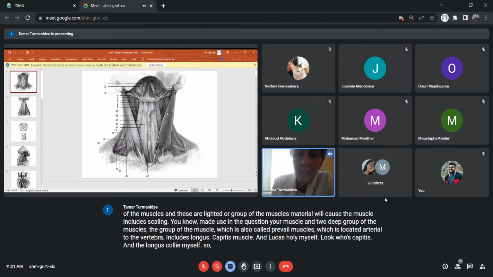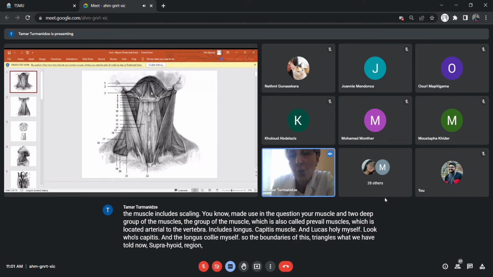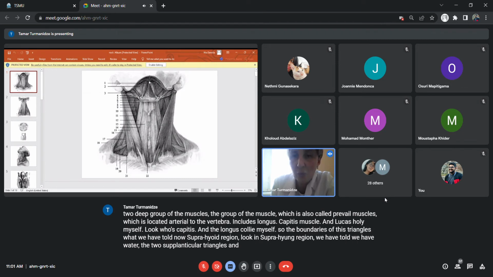So, the boundaries of these triangles, what we have told now, suprahyoid region. Look, in suprahyoid region, what do we have? Two submandibular triangles and one submental triangle.